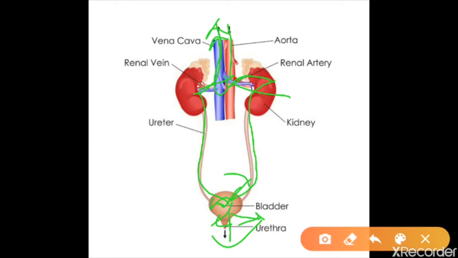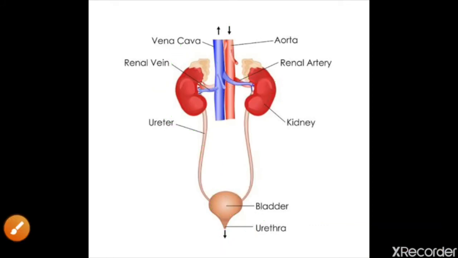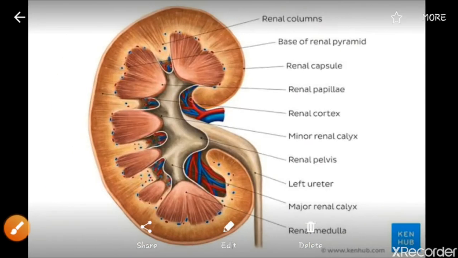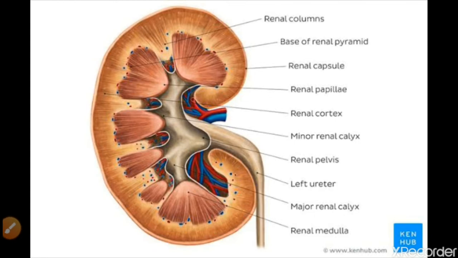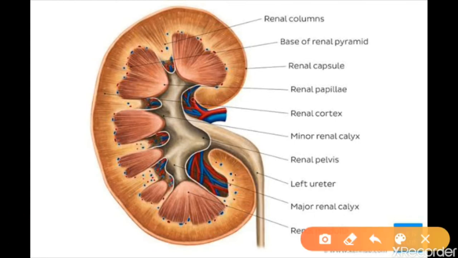So let's see the ultrastructure of this kidney, the physiology of excretion. Here we have taken a single kidney, a section of the kidney. Let's see the structure of the kidney first. See, the kidney is divided into two parts.